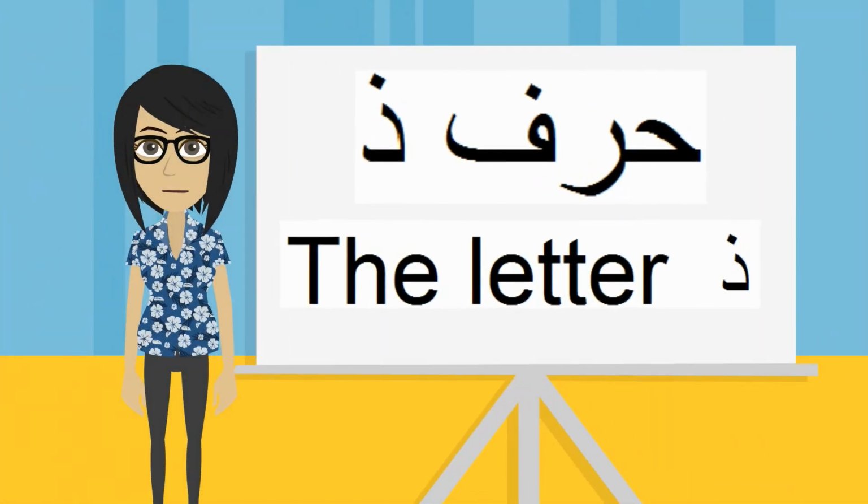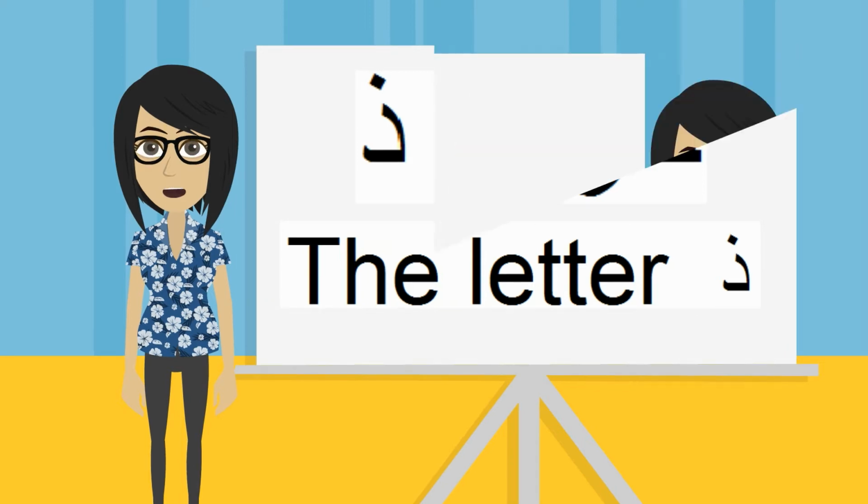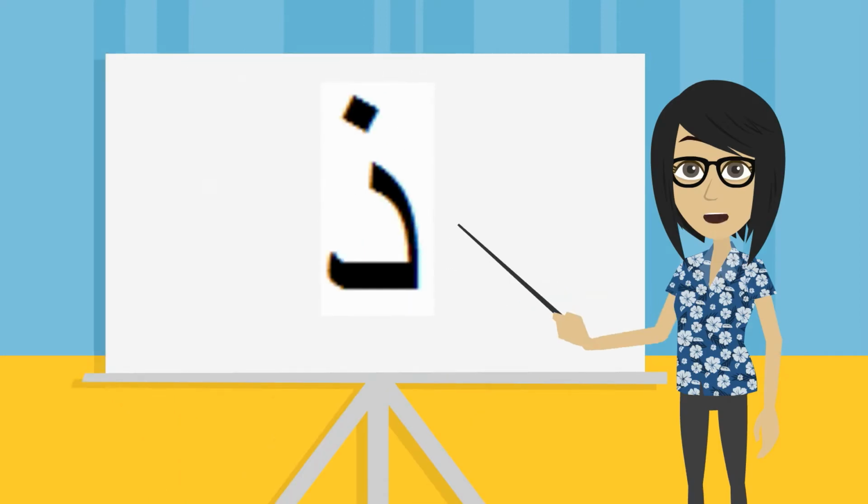In this lesson, you're going to learn a new letter, the letter vowel. This is the letter vowel. The sound of this letter is id. It has the same sound of the th in the article the. Th.